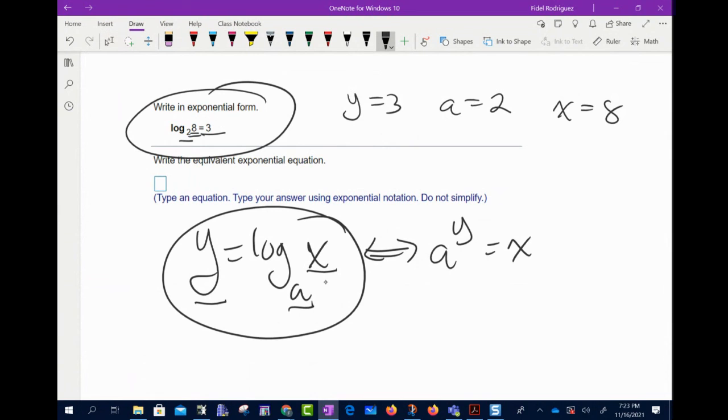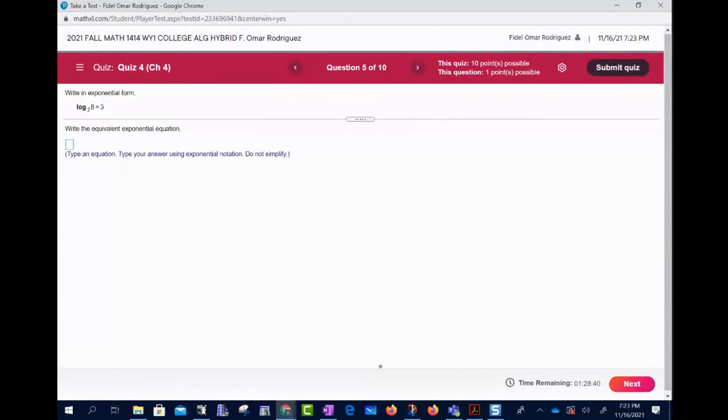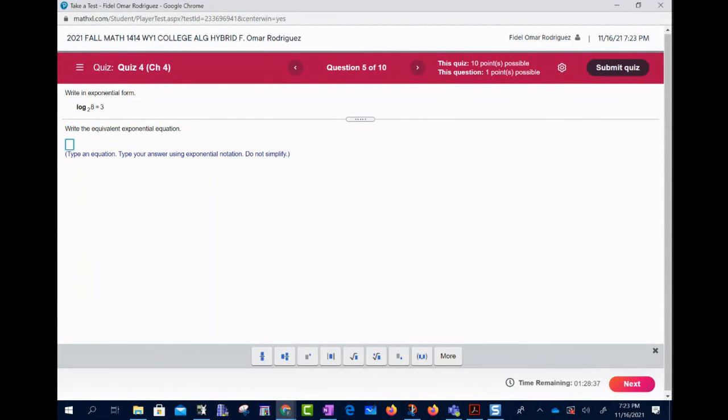And so now that I know these 3 parts, I'm going to write it like this. I'm going to say a, which is 2, to the 3rd power is equal to 8. And it says, don't simplify, just write it like that. So let me come back over here, and I'm going to write out 2 to the 3rd power is equal to 8.